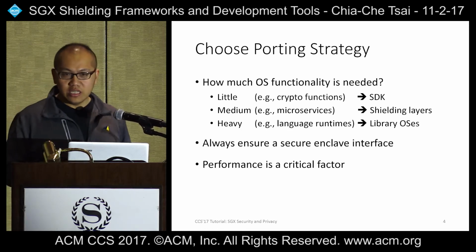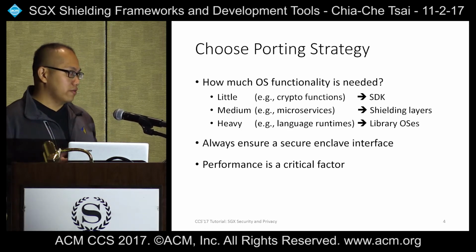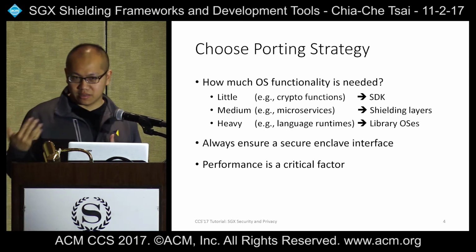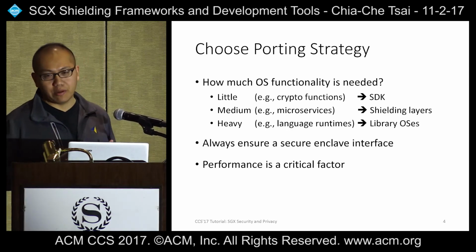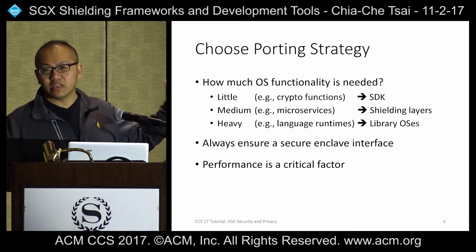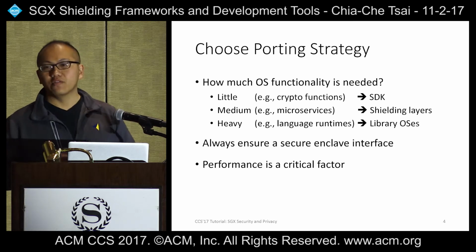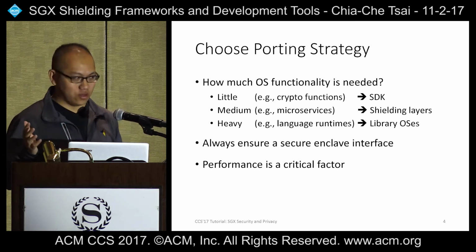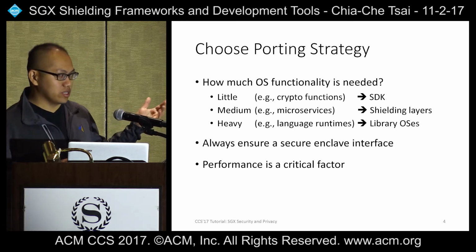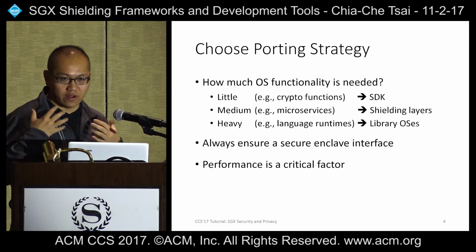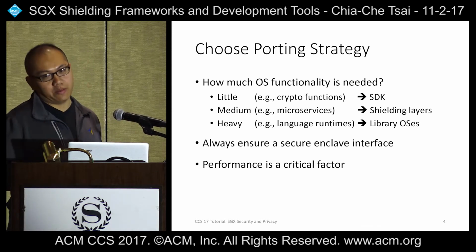But if you need some more functionality, for example you are building a microservice like a Lighttpd server or an SQLite server, you might want to think about using one of the shielding layers, which I will explain later. And if you are heavily using OS functionality, for example a language runtime like Python, R, or even Java virtual machines, then you should think about library OSs.